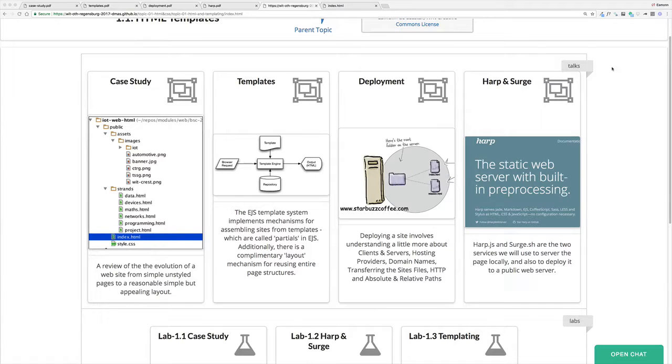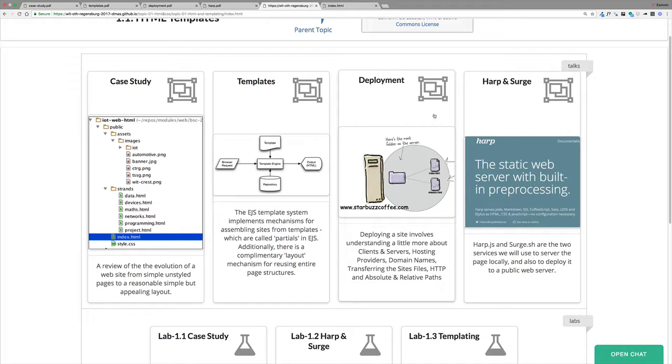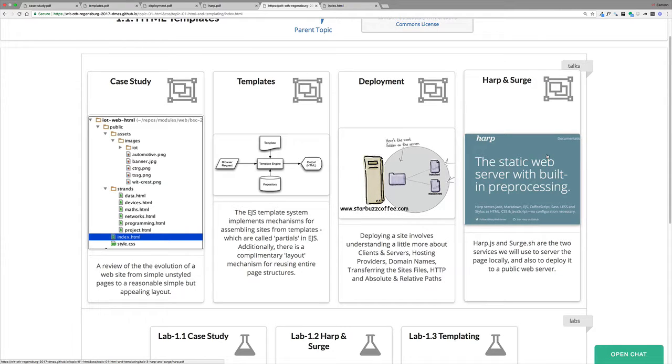Now turning our attention to deployment. And we'll take deployment in two stages. We'll look at the deployment in general, just some general aspects of what's involved in getting a web page onto the intranet for public browsing. And secondly, we look at specific technology explored in the labs here.